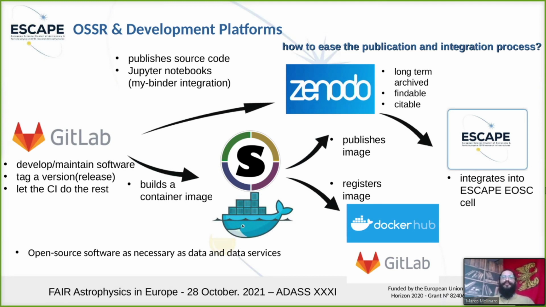So there is another package in ESCAPE, that is Work Package 3, the Open Science Software and Services Repository, OSSR, that is doing work that is sketched here on this diagram. So you have a GitLab solution to develop and maintain software that you can tag. And after that, you can publish your source code or Jupyter notebooks, maybe directly on Zenodo, and build container images that can be published again in Zenodo or on Docker Hub. And to have a longer-term integration into EOSC, you have the final link through this repository into the ESCAPE one.